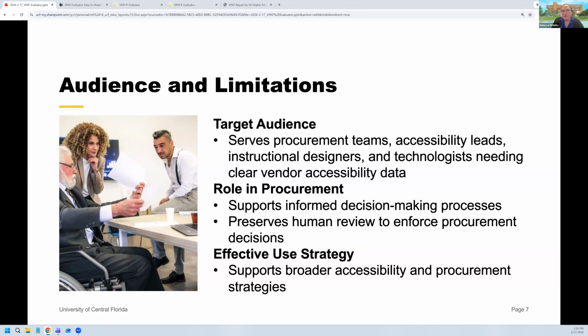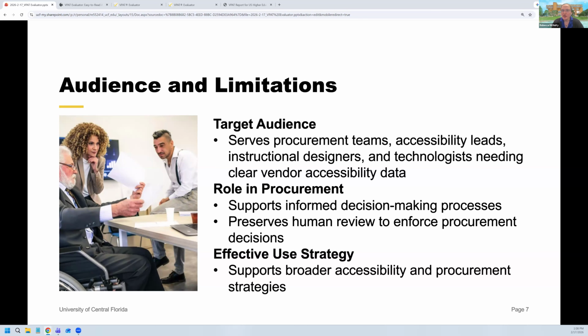Our audience is fairly broad. We're looking to have something that works for procurement teams, for accessibility leads, for instructional designers like me, and for technologists who need to see clear vendor accessibility data. And they need to see the first review so that they understand what next steps to pursue.